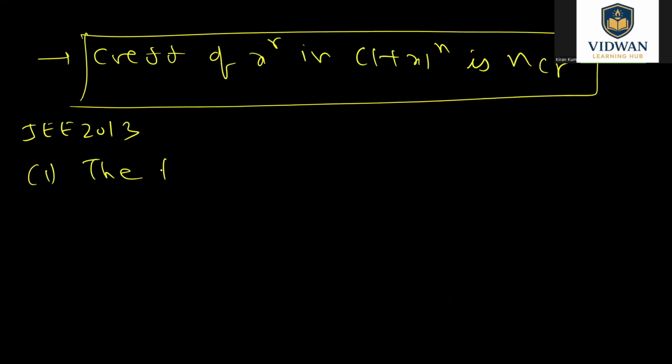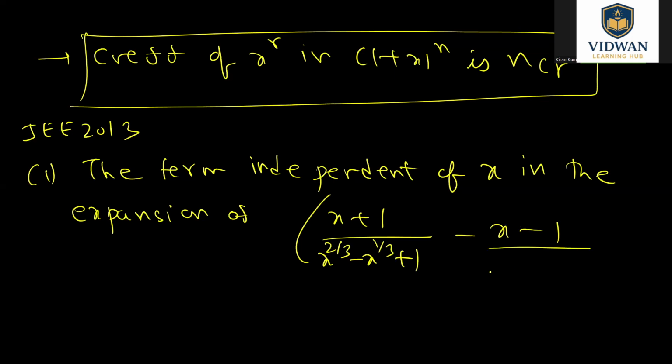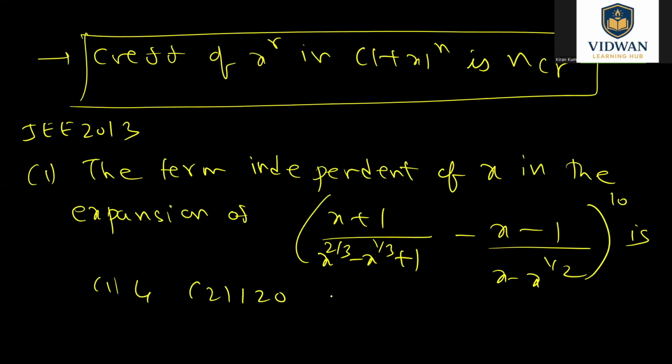The term independent of x in the expansion of (x + 1/x^(2/3) - x^(1/3) + 1 - x - 1/(x - x^(1/2)))^10 is: first option is 4, second option is 120, third option is 210, fourth option is 310.